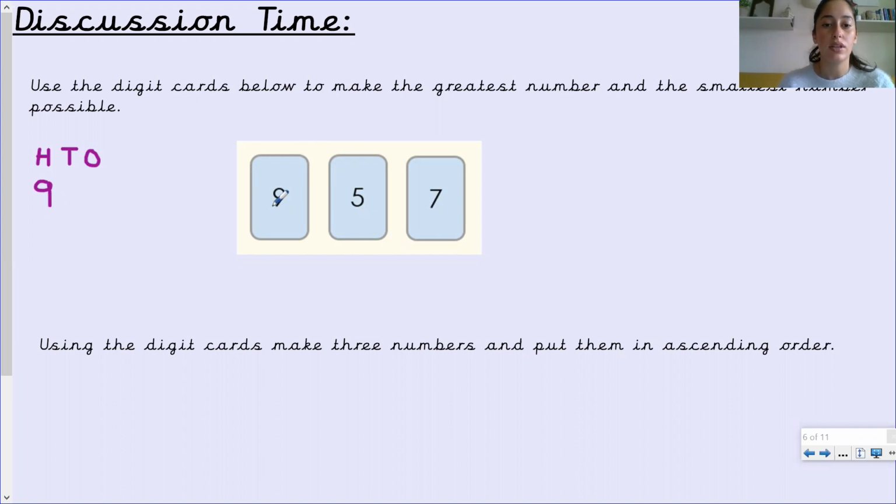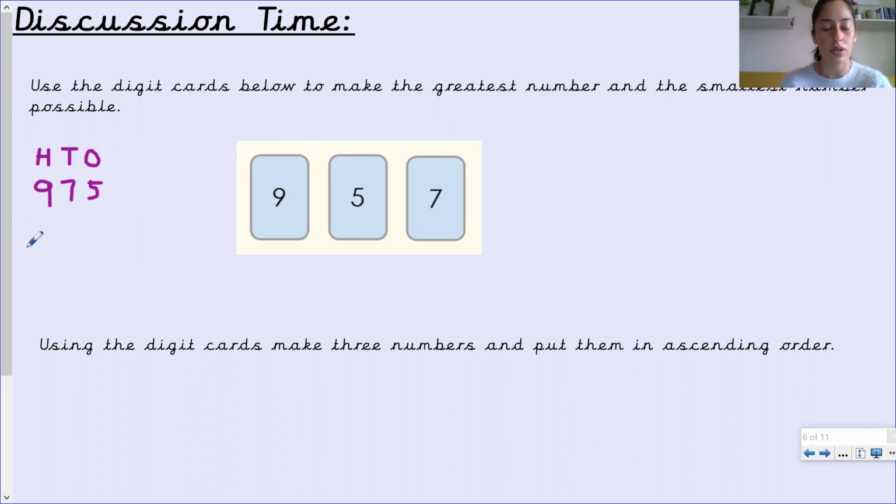And I've used this digit now. So which one of the other 2 digits would I have to put in my tens column to get the highest, the greatest number? Well, 7 would have to go in my tens column to give me the highest value. And then I would be left with 5 to put in the ones column. So this is my greatest number.